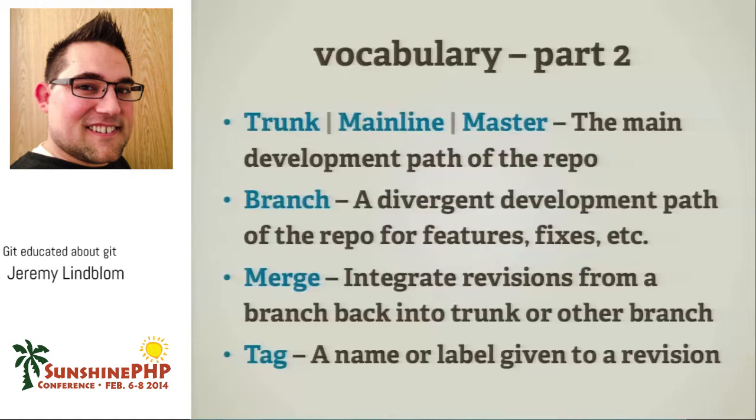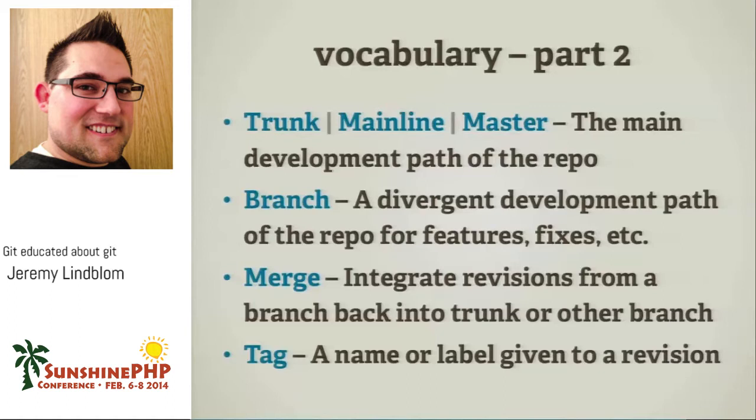So if you want to work on a feature, but you don't want to mess up what's on your main development path, you create a branch, and you do work there, and then you merge it in later. We're going to talk a little bit more about branching later. And then a tag is basically a name, or more often, a number that you assign to a particular commit that represents a stable or potentially stable release of your software.